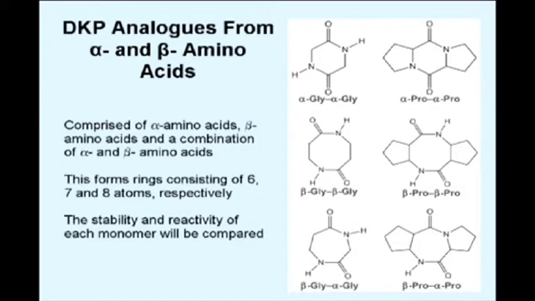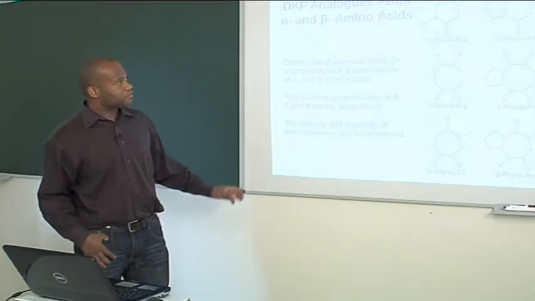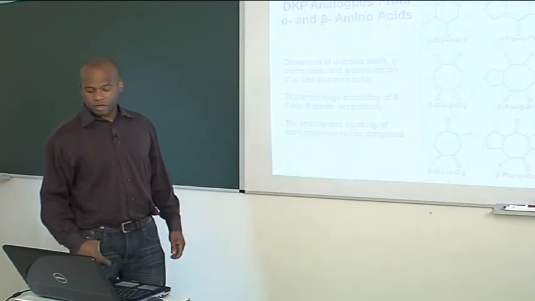So here we show the diketopiperazine analogues from both alpha and beta amino acids. On the top right, you see two alpha glycyl residues forming a 6-membered ring, and below it, the combination of two beta amino acids forms an 8-membered ring. When one alpha amino acid and one beta amino acid are combined, you get a 7-membered ring. Now this was done both in the case of glycine amino acids and proline amino acids. So the stability and the reactivity of each of the monomers will be compared.